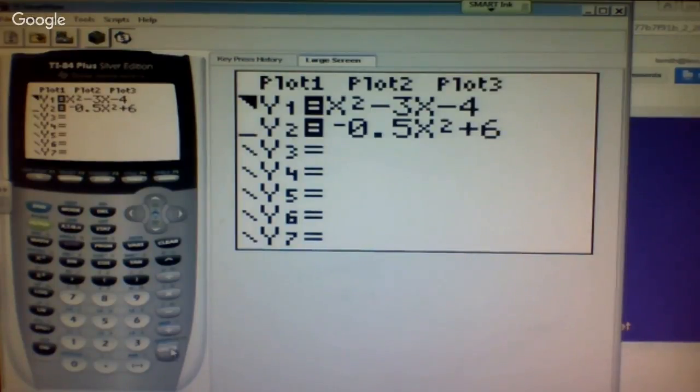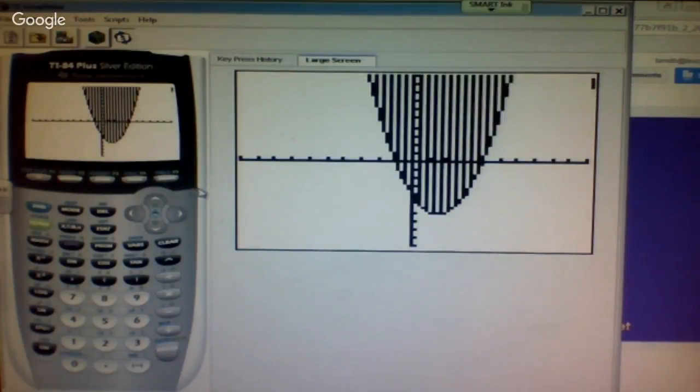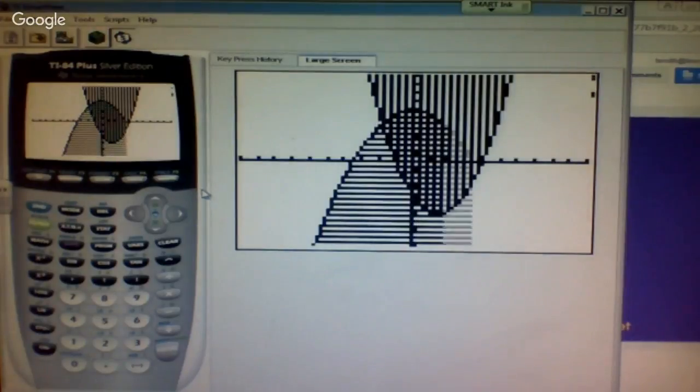Everybody got those symbols in? Yeah. Now hit graph. There's your shade above. There's your shade below. Everything that is in this doubled up region right here is a solution to your graph.